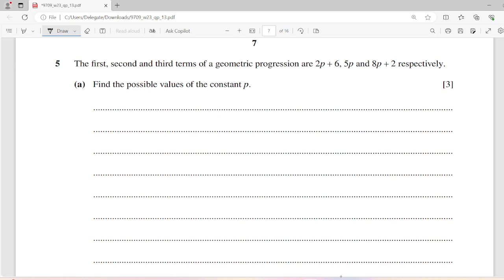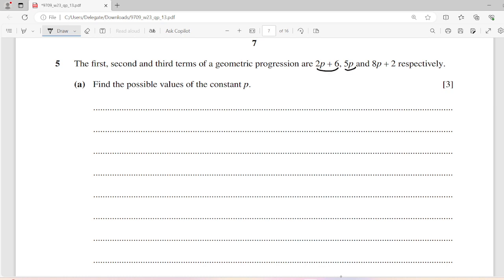So usually I combine series and sequences, because after series you go to sequences. So this is about sequences. We are told that the first, second and third terms are geometric. So you need to know what is special about the geometric: the common ratio is the same. How do we get the common ratio? We get next divide by previous.